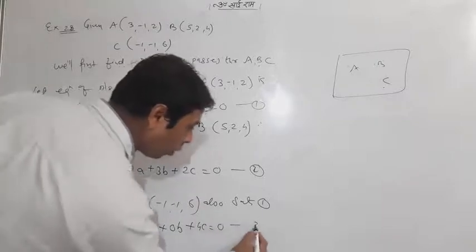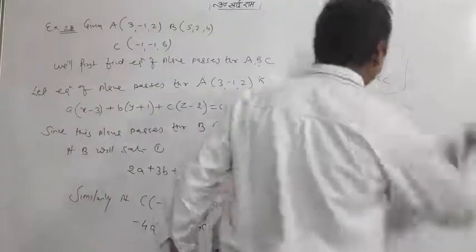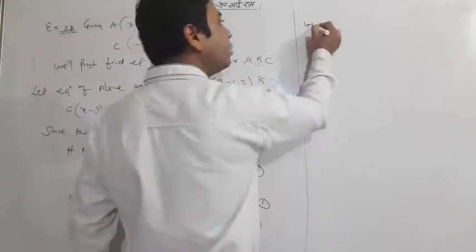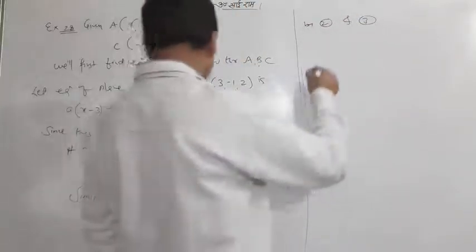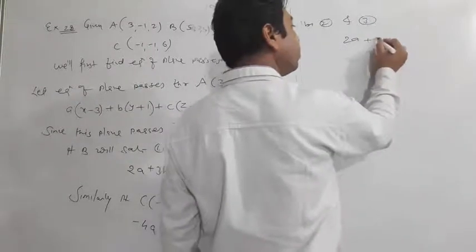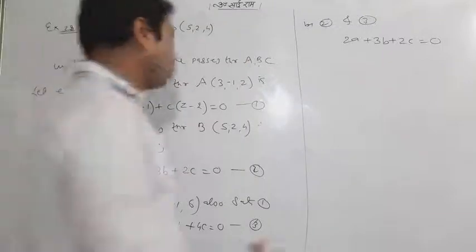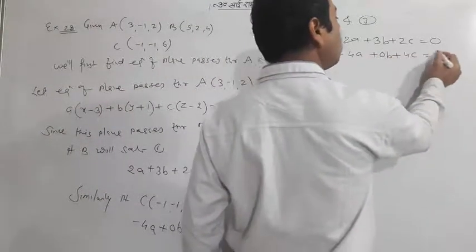Now you have got equation number 2 and equation number 3 properly. Now students, what will you do? Definitely we'll take 2 and 3, as we did in the last question. I'll take them one below the other. The first is 2a, 3b, 2c. The second one is -4a, 0b, 4c equal to 0.